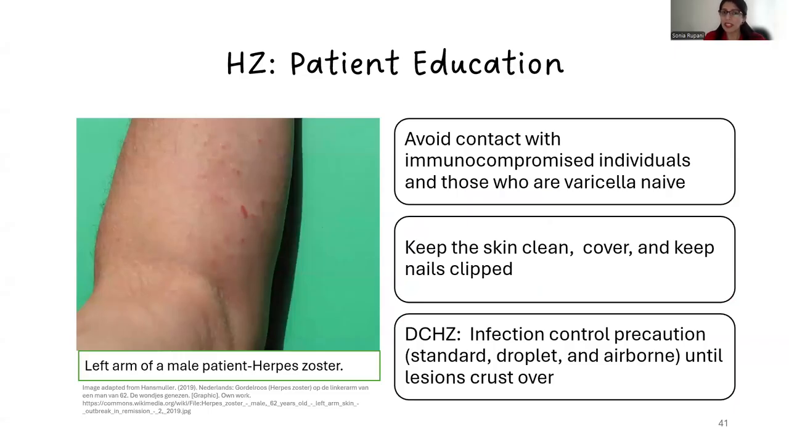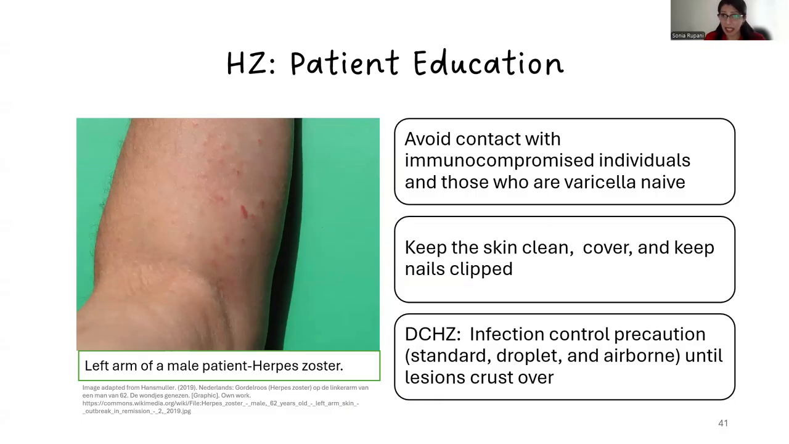We also need to educate patients to avoid contact with immunocompromised individuals and patients who are varicella naive, who've not been vaccinated and have not had varicella. Also, keep the skin nice and clean. If they are picking on it, you could cover it with non-adhesive bandages and petroleum jelly if needed. Some use calamine lotion. Watch the nails, because sometimes it's so itchy they pick on it, and that can lead to secondary infection. We need to convey to our patients not to do that, otherwise we'll have more problems.